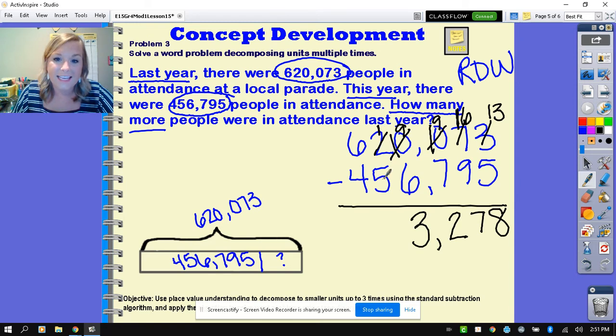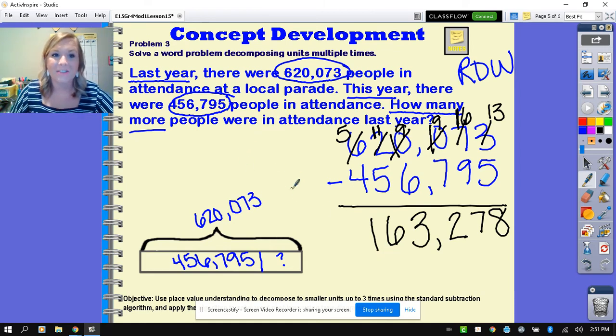So I can't take 5 away from 1, so I'm going to go next door, make this 6 a 5, and turn this 1 into an 11. So now 11 minus 5 is 6. Big number on top, do not stop, so 5 minus 4 is 1. Okay, I'm done borrowing. I'm done doing all of that.